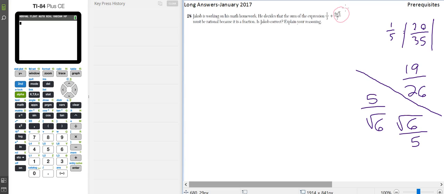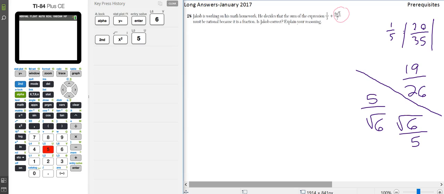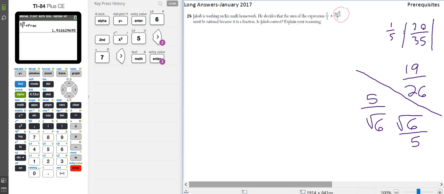Let's try it on the calculator. So we're going to do alpha y equals to get the fraction menu, and we're going to do enter because we want numerator over denominator. So we're doing 6 square root of 5 over 7. Now we're going to see, can the calculator convert this to a fraction for us? Math, frac, enter. The calculator could not convert this to a fraction for us, and therefore it is irrational.